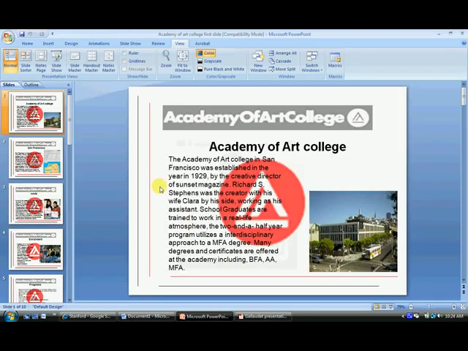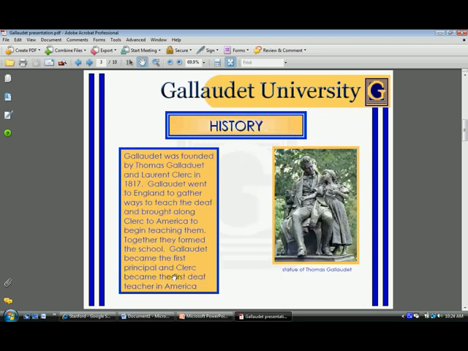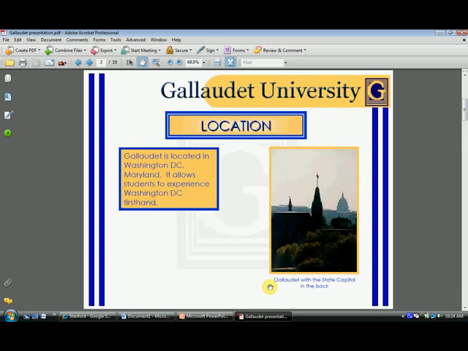Now let's take a look back at this one. Which would you rather read? Take a look at the pictures. What do you notice about the pictures? They've got borders that are consistent with the color scheme. What else? They've got picture captions. It explains what the picture is.